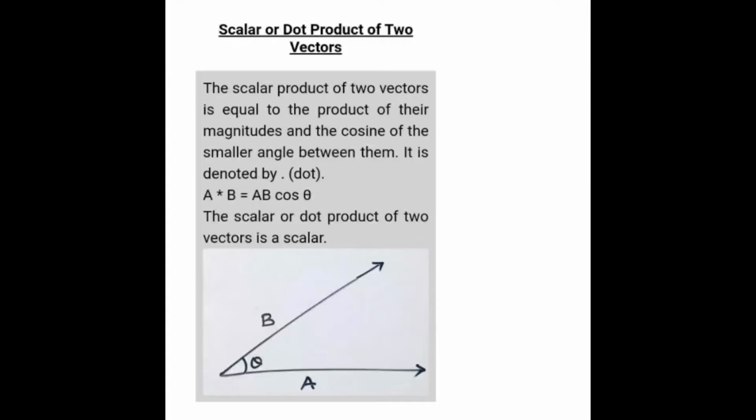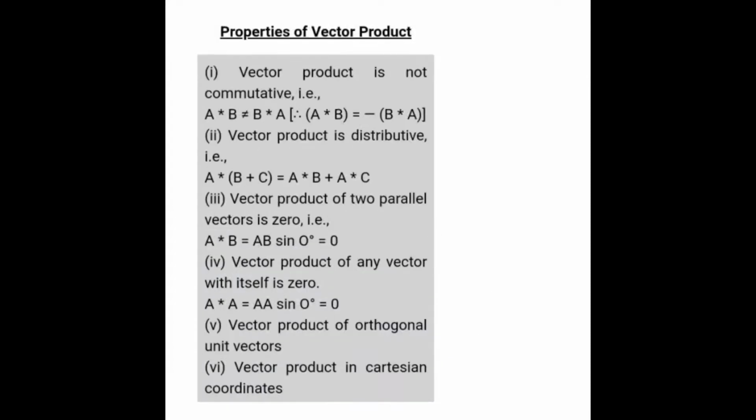So the scalar or dot product of two vectors is also a scalar, right? This is how it is represented. Now the vector product is not commutative, first of all. a cross b is not equal to b cross a, because a cross b equals minus b cross a. So the vector product is not commutative. The vector product is distributive. The vector product of two parallel vectors is 0. When I say two parallel vectors, that means theta equals 0 here.